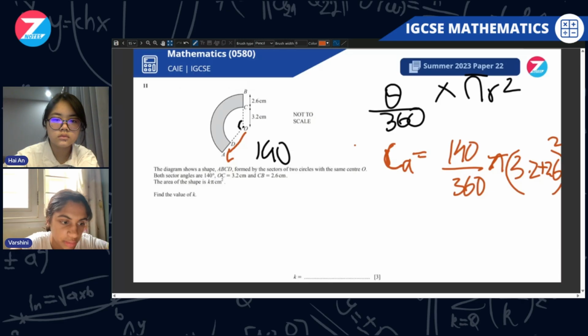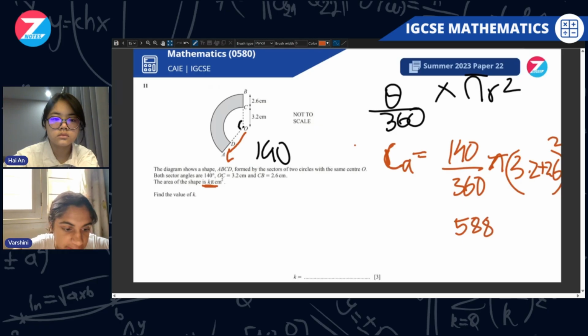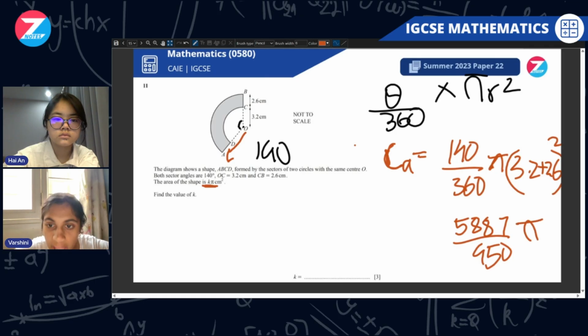Don't use 3.14 or any decimal or a fraction, because they want the full value always. Okay, so you should get... Remember, whatever we have here, we have to leave this in terms of pi, because they said the answer, the shape is in k pi, and so we just want the value of k, not the value of pi. So over here we should get 5887 by 540 pi. And now we have the area of the smaller sector.